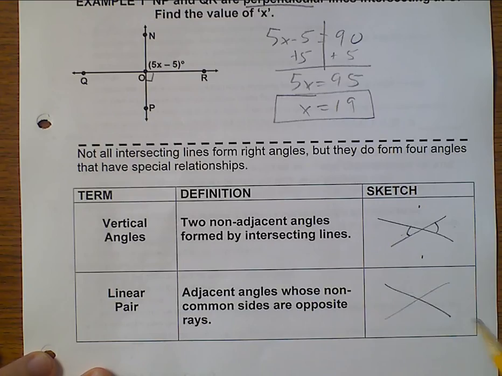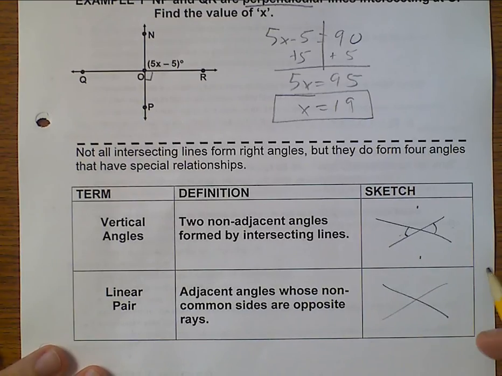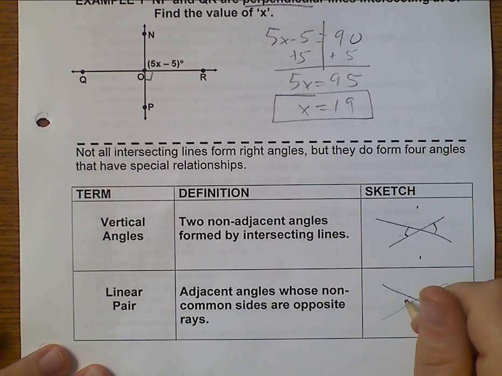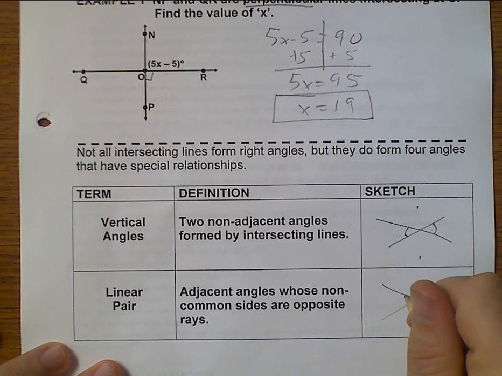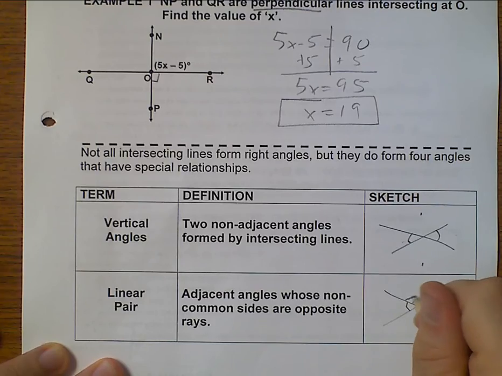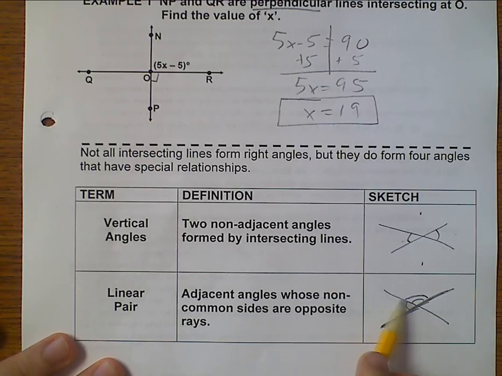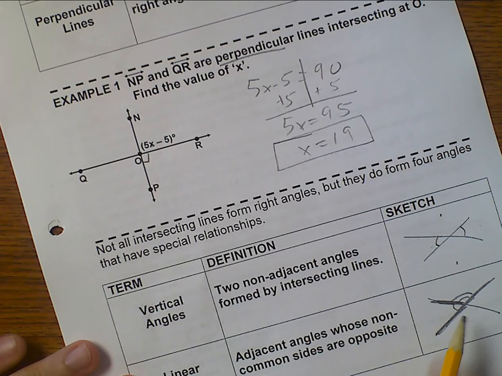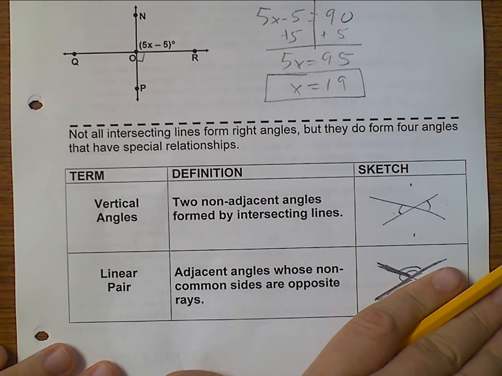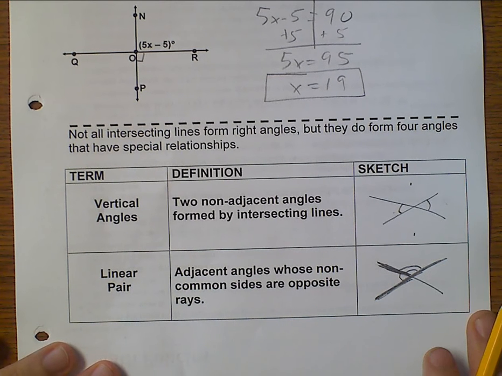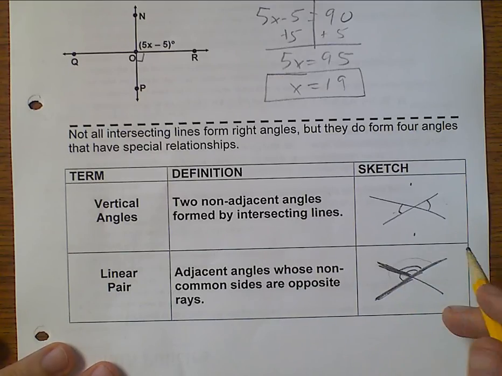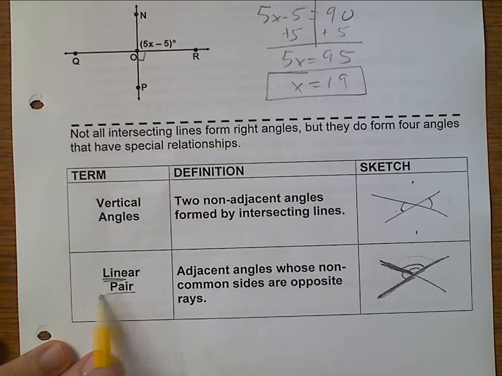Then we have a linear pair. And these are adjacent angles, means they're side by side. And they basically form a line. Okay. You may just see this part of the picture. You may see the whole thing. But it's two adjacent angles that make 180 degrees to make a line. Think of it as a line pair.